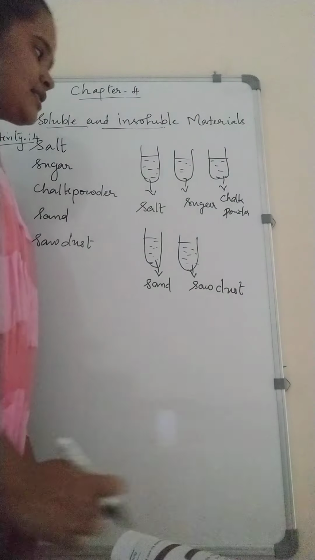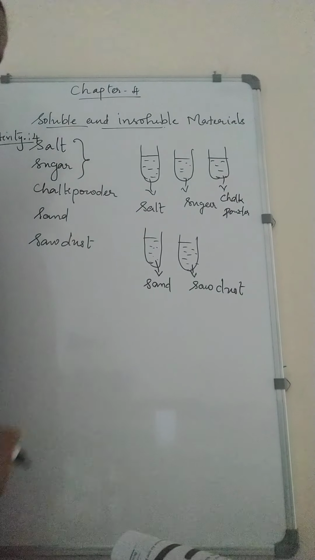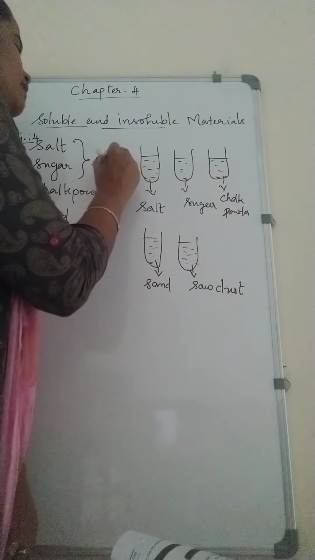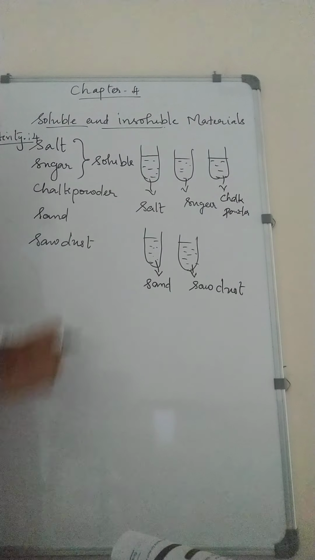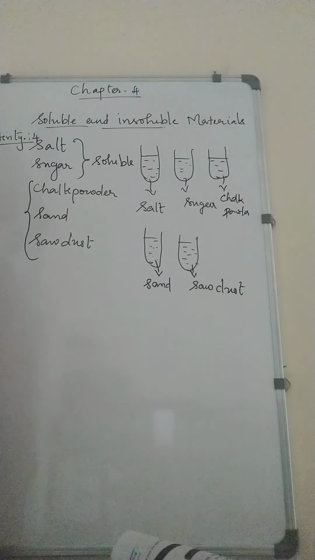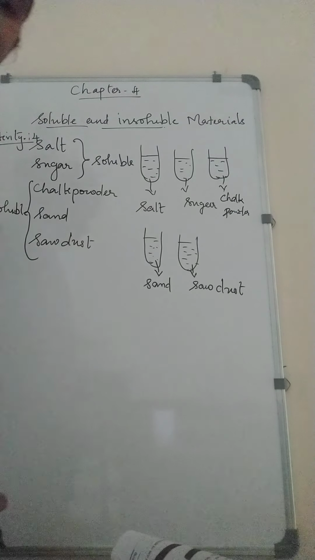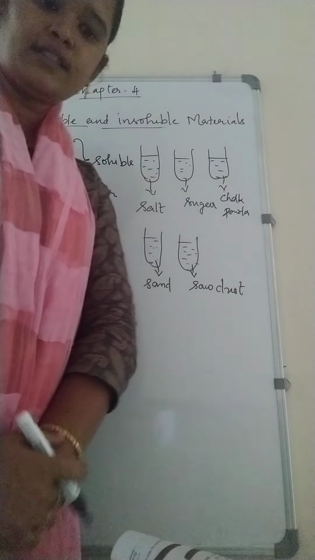Did you understand, children? Those substances that disappear in water, we can tell that they are soluble in water. Those substances that do not disappear in water, we can call insoluble substances or insoluble materials. Did you understand, children?